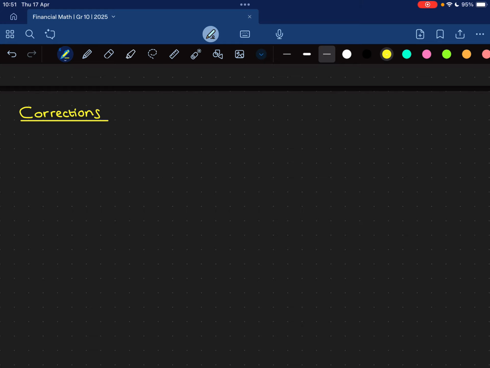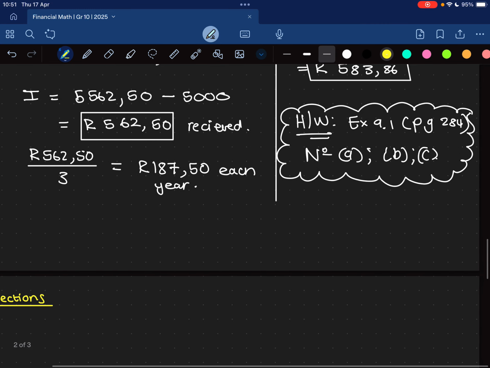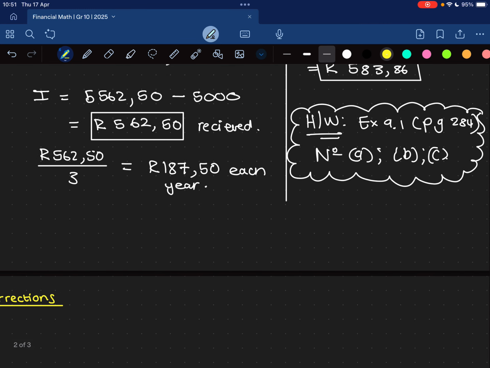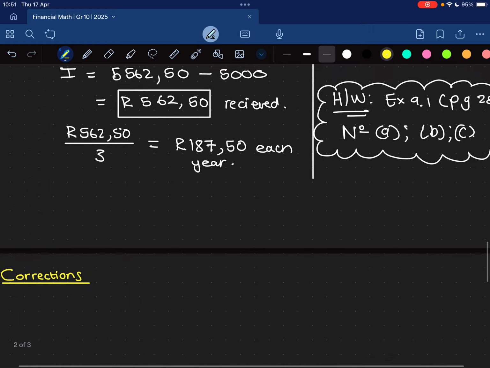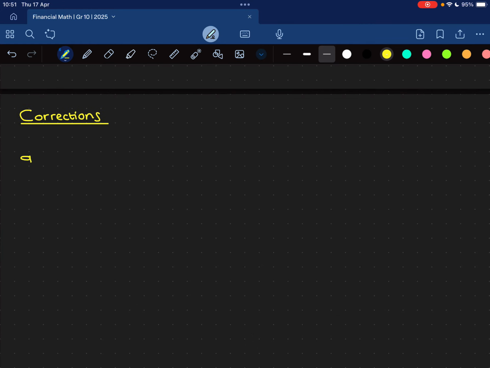So, we're going to start off by going over the corrections from the previous exercise that I gave, which was 9.1 on page 284. I gave you A, B, and C. Okay, so we start off by reading the question.